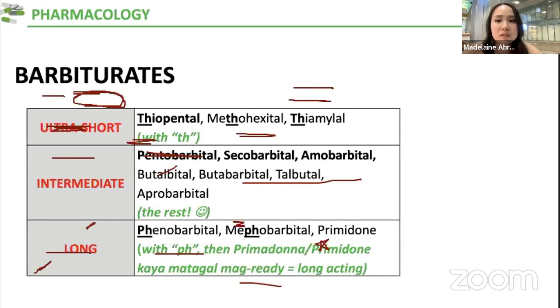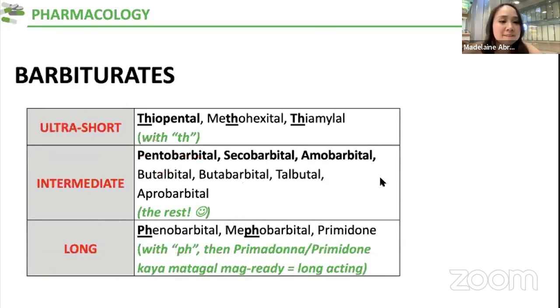So briefly, let's discuss your CNS drugs. Mnemonic natin dito for barbiturates para malaman yung duration of action. May TH, no? Thiopental, methohexital, ultra short. Then yung long acting, yung may PH. So pilit, pero madali siyang tandaan. PH. Tapos Primadonna, kaya matagal mag-ready. So si primidone, long acting.